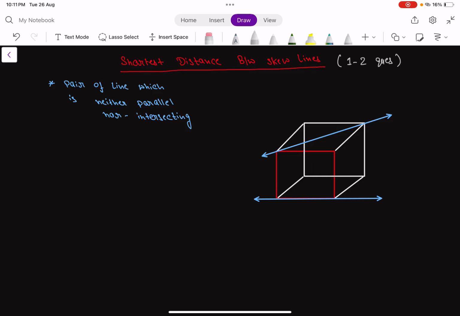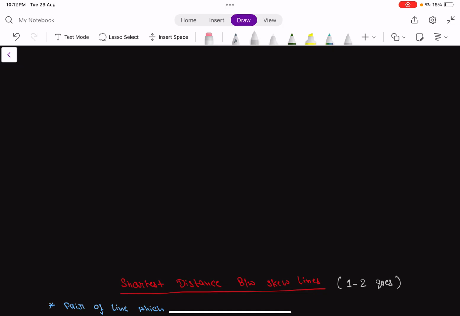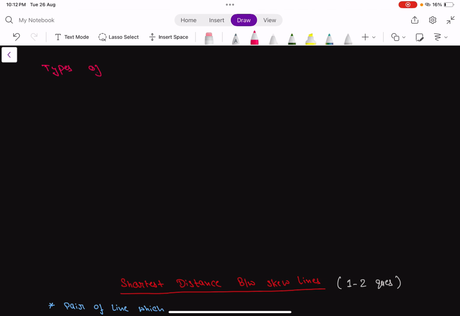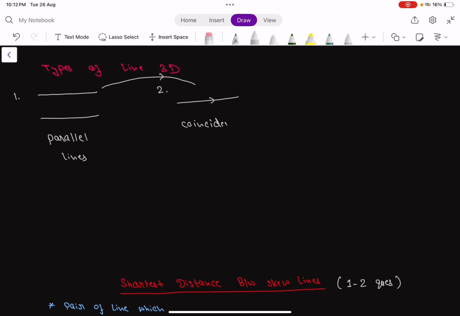Before moving towards skew lines, let me explain how many different types of lines I can easily draw in 3D. So first type: I can easily draw two parallel lines in a 2D plane as well as in 3D. So I can give it the name parallel lines. Second type will be coincident lines. Coincident line is actually a specific type of parallel line only. When the distance between parallel lines becomes 0, it becomes a coincident line. So this is our coincident line.